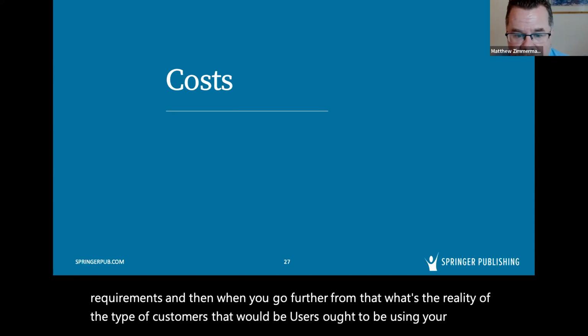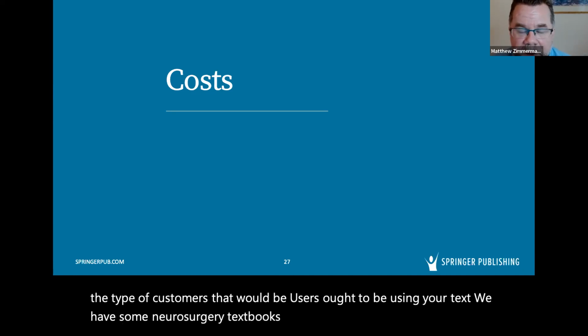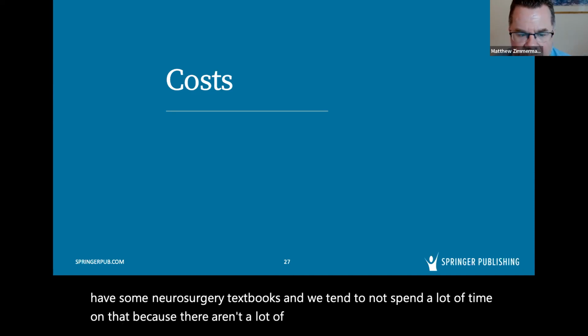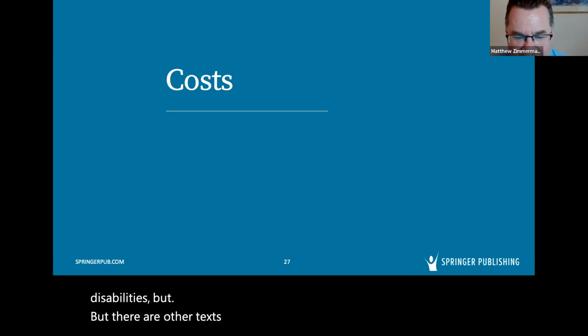We have some neurosurgery textbooks, and we tend to not spend a lot of time on that because there aren't a lot of people in that field with disabilities, but there are other texts that we spend a lot more time and money on because of that.